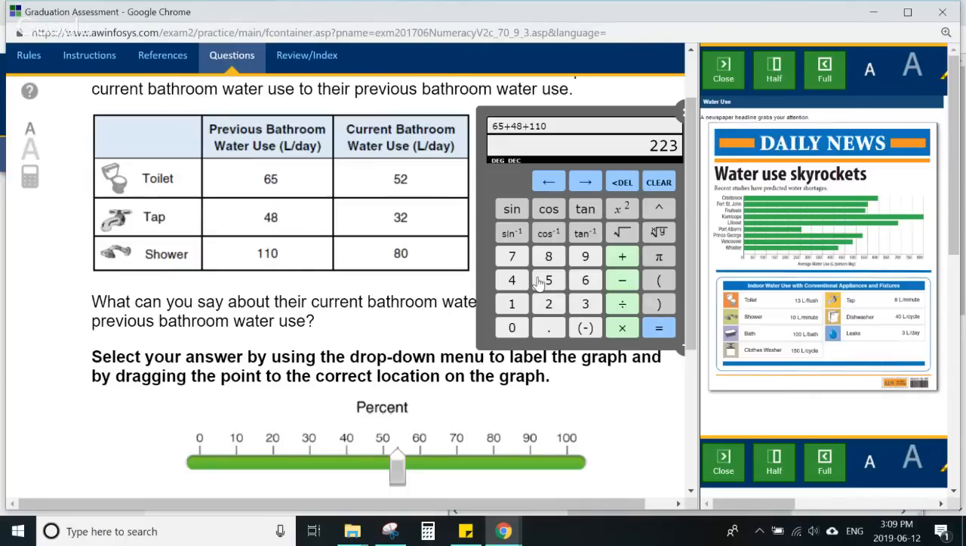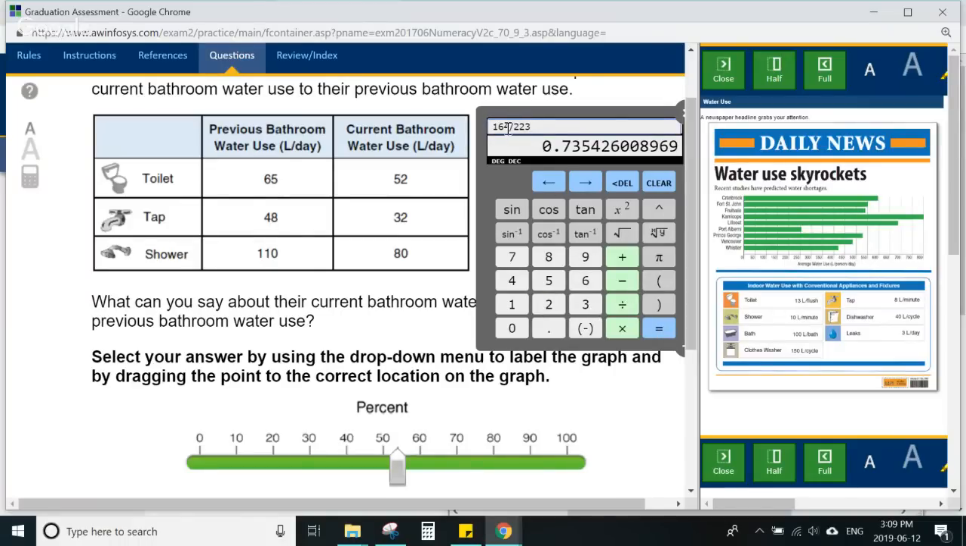Okay, and now we're going to do the total for our current bathroom water use. So I'm going to do 52 plus 32 plus 80. That gives me 164. Now I'm going to divide this by our original amount, 223.